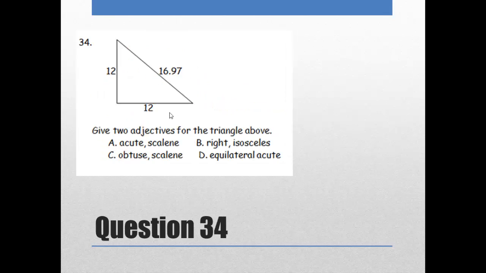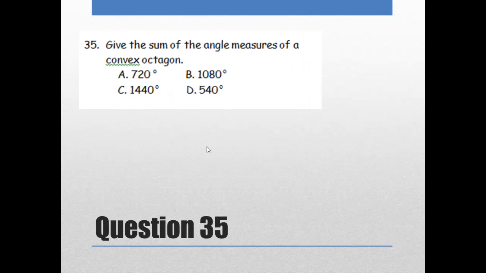Number 34, two adjectives that describe this triangle. Well, now even though it doesn't say it, it looks like a right angle. So we're going to assume that it's a right angle. So I like B, and we can also say that it's isosceles because we have two congruent sides. So we're going to go with B, right isosceles.